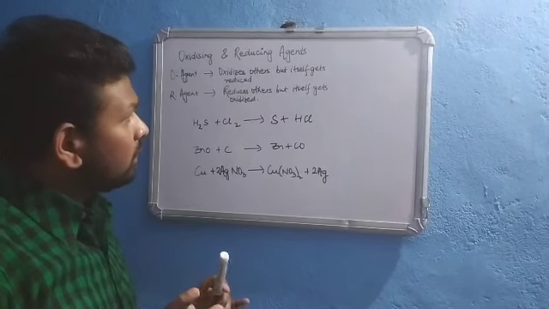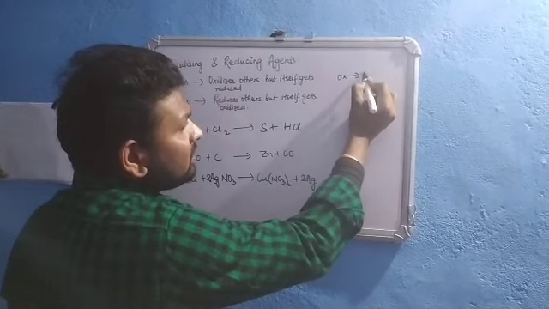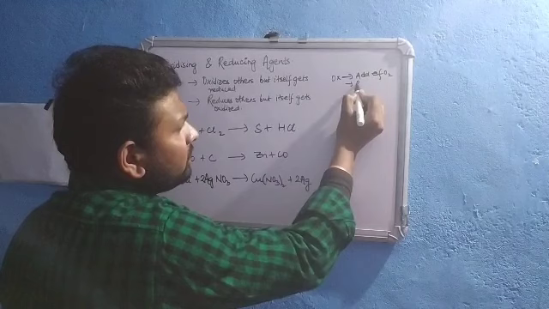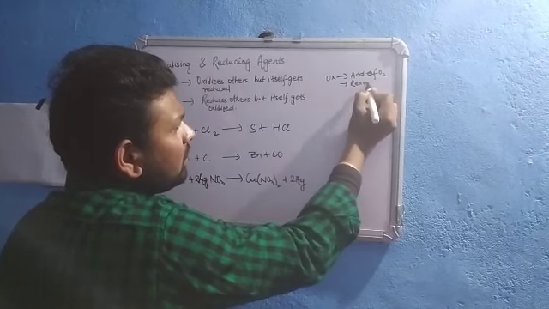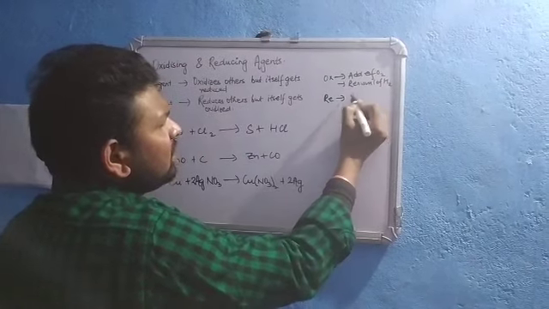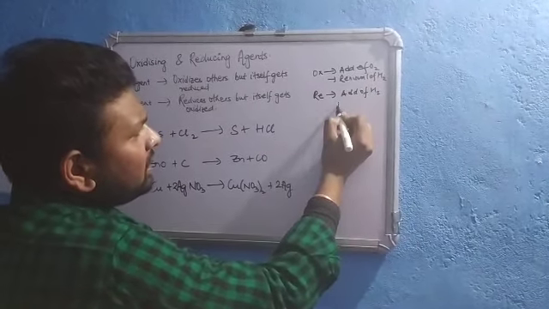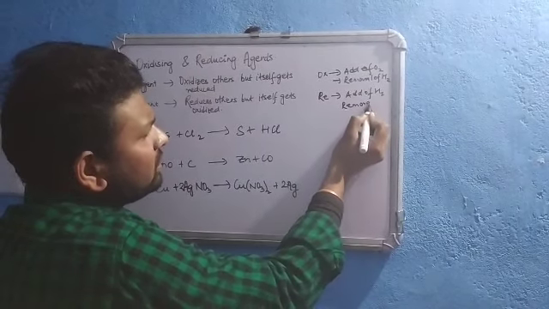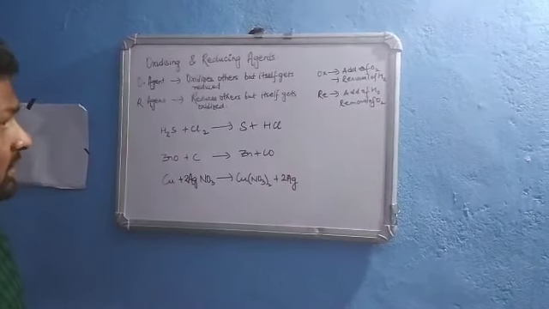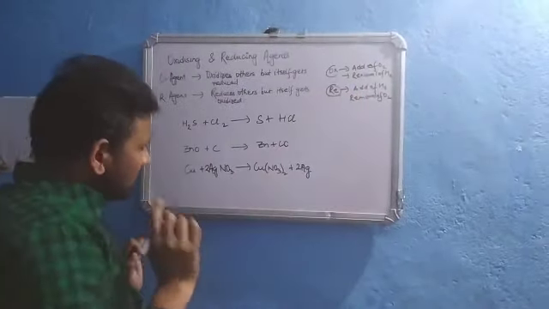Now, first of all, what we know is oxidation means addition of oxygen, removal of hydrogen, right? Reduction means addition of hydrogen and removal of oxygen. This you know from the last class. Okay, this is oxidation and this is reduction.